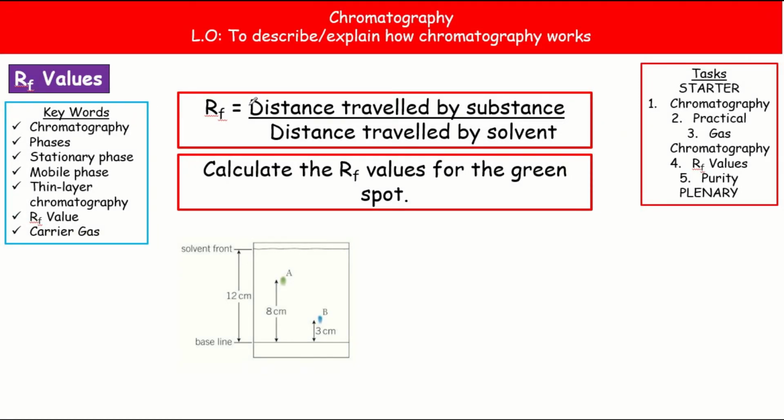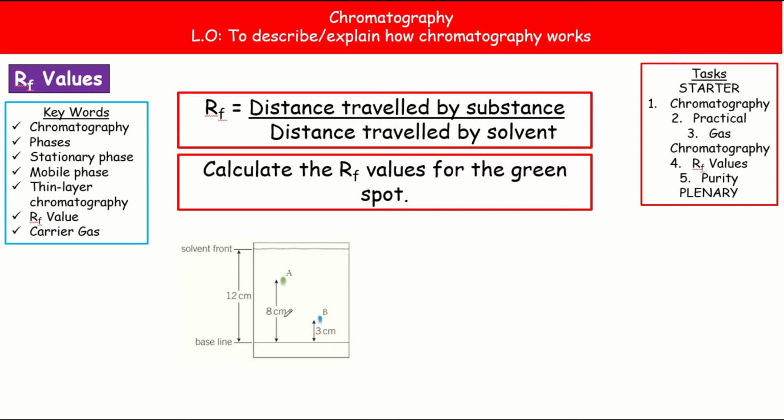So let's make sure we know how to do this question then. We need to calculate the RF value for the green spot. So what we're doing is we're only looking at this one this time, the green spot, which is spot A on the diagram. Now we still use our formula at the top here, the distance travelled by the substance divided by the distance travelled by the solvent.